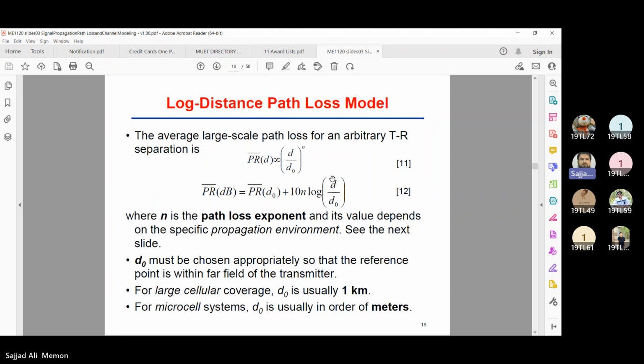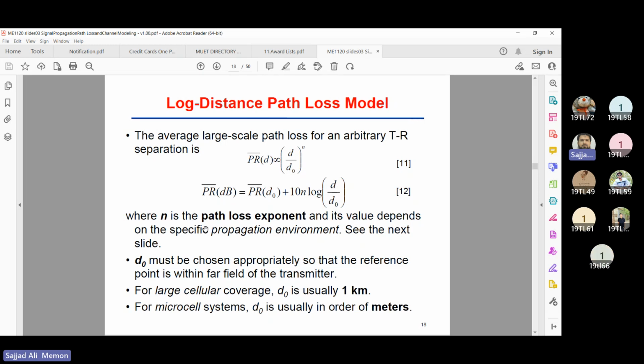So it can be written in logarithm scale like this: PR d naught plus 10 n log d over d naught, where d is the distance where we would like to calculate this large scale path loss received power, and d naught is the reference distance up to where we know the power. The value of path loss exponent n depends on the specific propagation environment. We will see that in the next slide, and d naught must be chosen approximately so that the reference point is within far field of the transmitter.